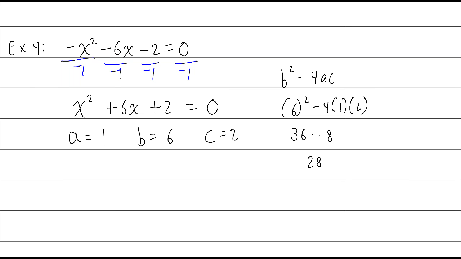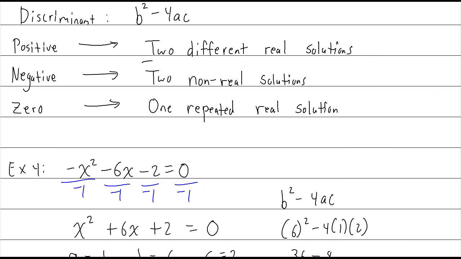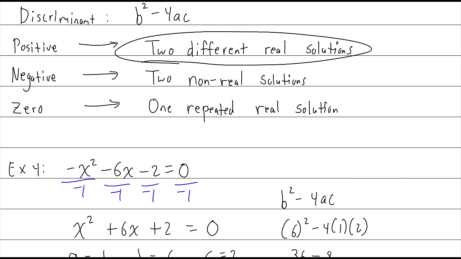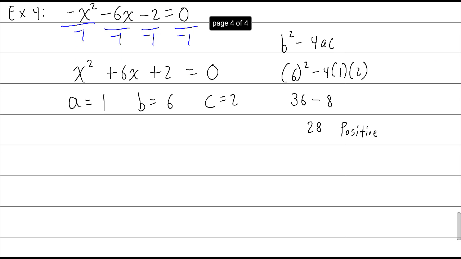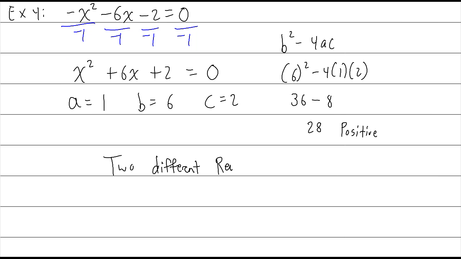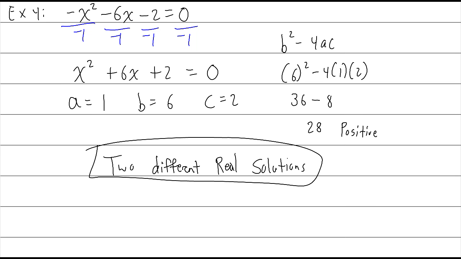And 28 is positive, right? Last I heard, it's positive. And so since it's positive, I go back up here and I say positive. All right, I have two different real solutions. Handwriting's getting worse and worse. Okay, again, because the discriminant is positive, a positive 28.